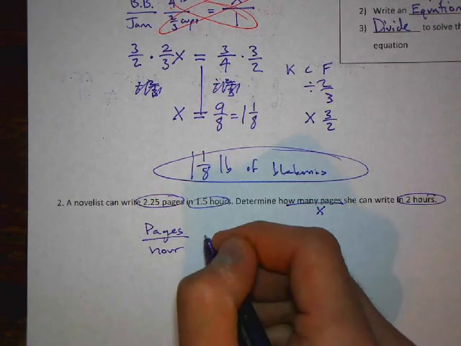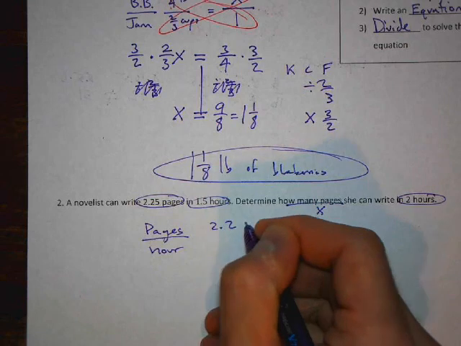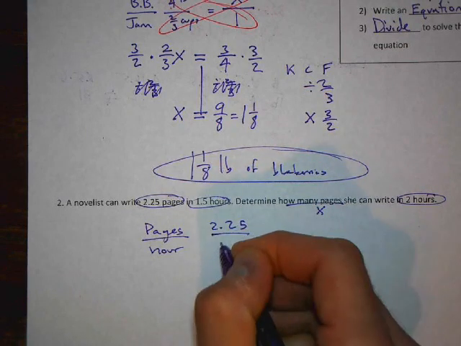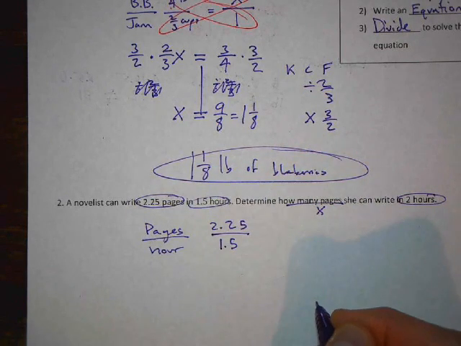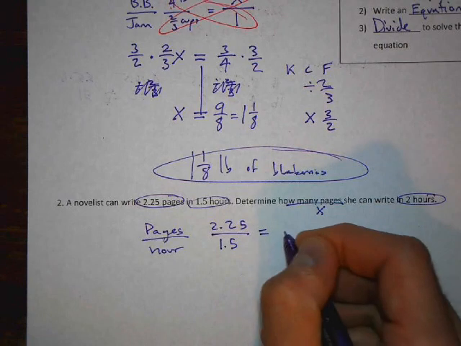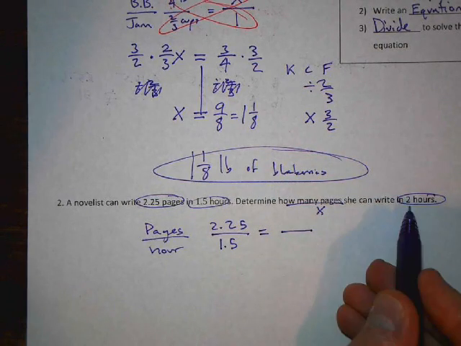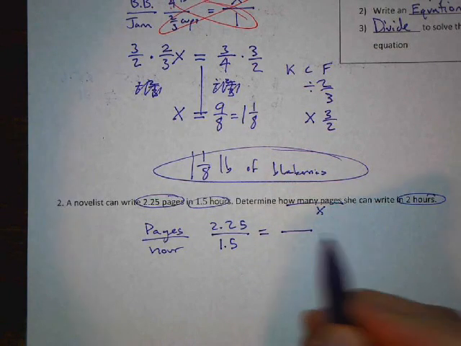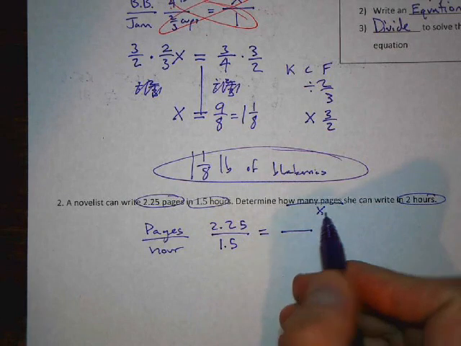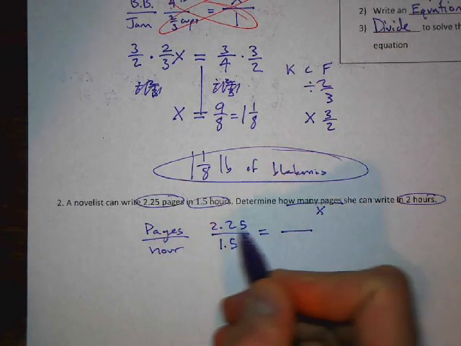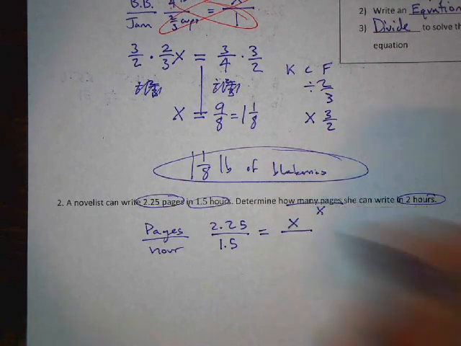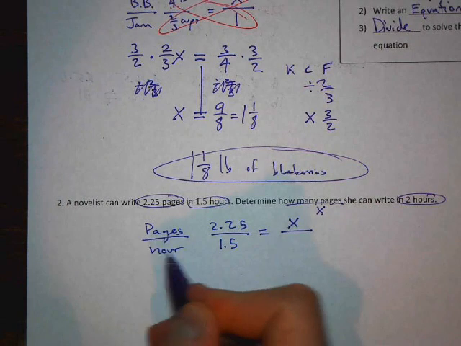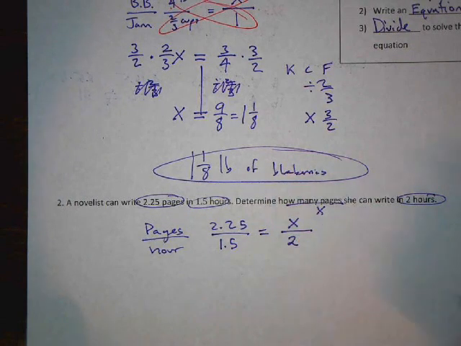I'm talking about pages per hour, and 2.25 pages can be written in 1.5 hours. And I want to know how many pages she can write in 2 hours. And this is where the labels are sometimes helpful, because how many pages I need to put up on the top, because that's where the pages are. And the hours go on the bottom, because that's where the hours are.